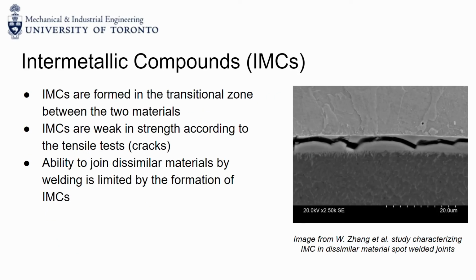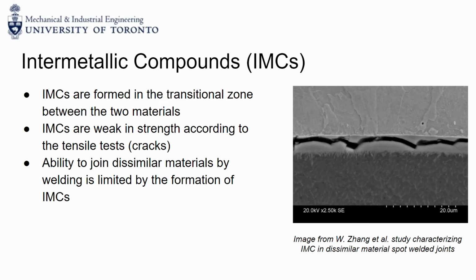And now a bit more on intermetallic compounds. Intermetallic compounds are formed in the transitional zone due to chemical reactions between the different metals. They're notorious for weakening the weld joint. As you can see in the picture on the right, a crack is going straight through the IMC layer. The layer thicknesses of the IMCs in these dissimilar welded joints are usually on the micrometer scale too. The ability for different welding operations to join dissimilar metals is limited by the formation of these intermetallic compounds.